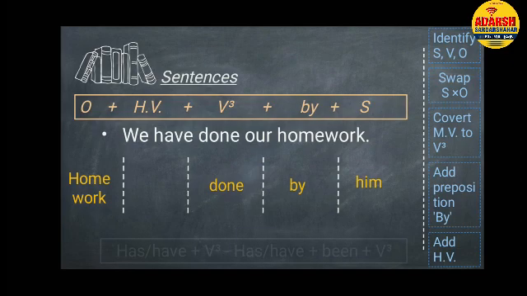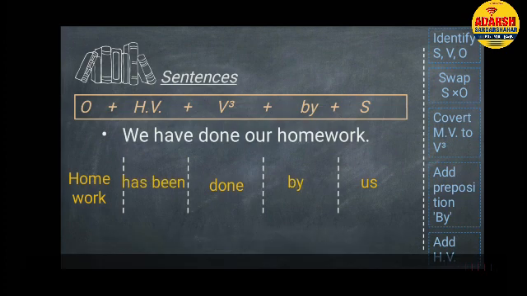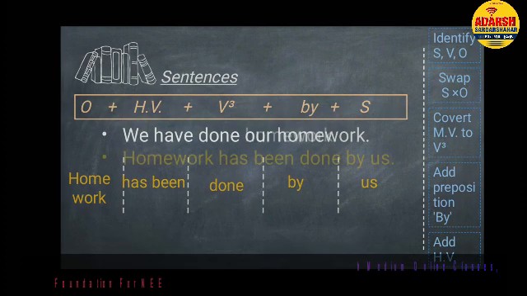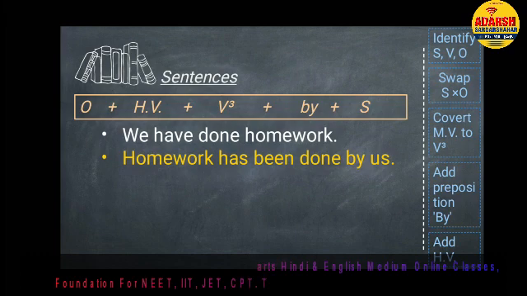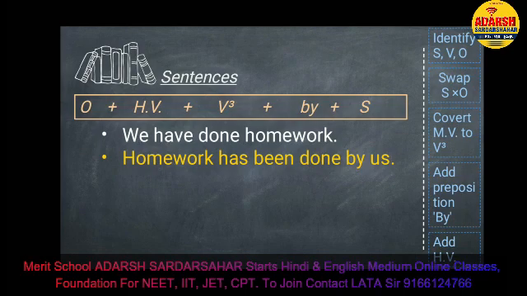Now the fifth is add helping verb. So let us revise here that in active the helping verb is has/have plus verb's third form, while in passive it is has/have plus been plus verb's third form. So as we know that homework is singular, we are going to use here has been. Here we have has been. So finally our sentence is homework has been done by us. So here we have done another sentence also by applying all our 5 rules.